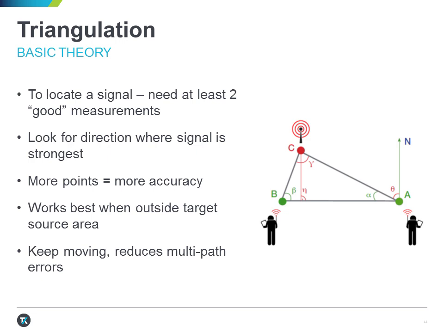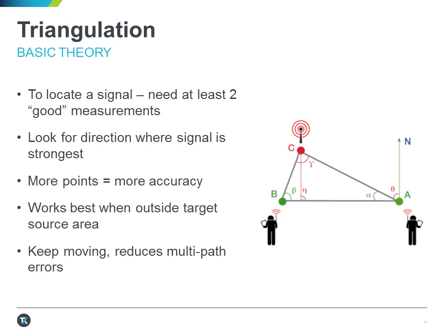When we start considering triangulation, the basic theory is we need to have two good measurements of a signal from two diverse locations. Theoretically, when we plot those two bearings on a map, the intersection point would indicate where the source of interference was coming from.